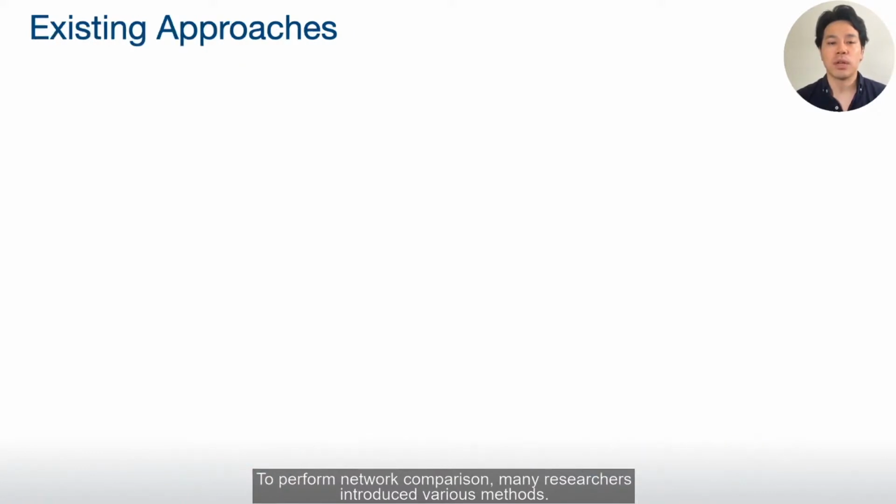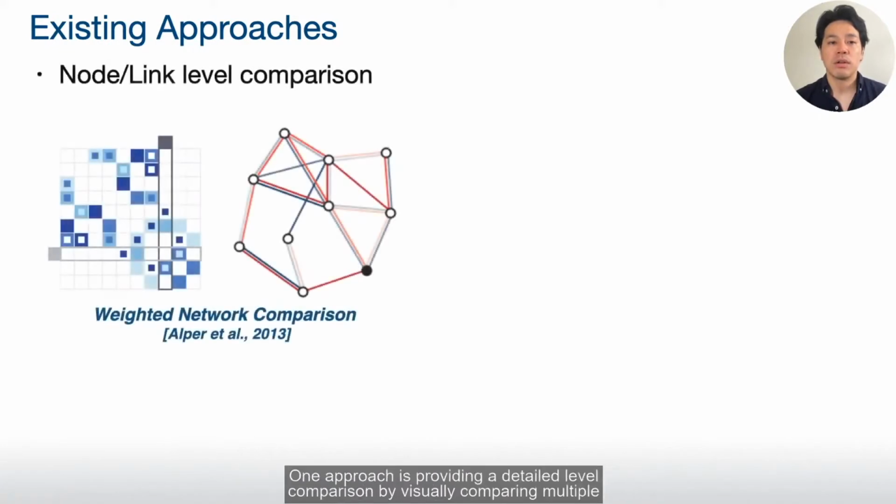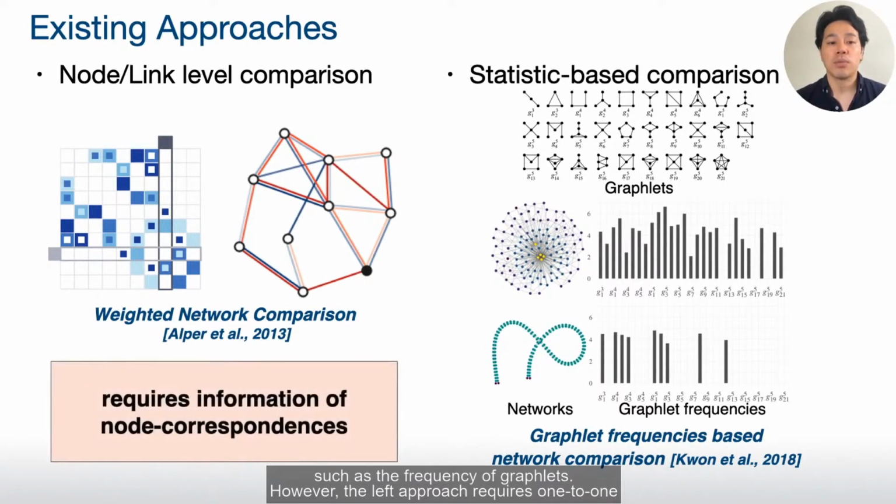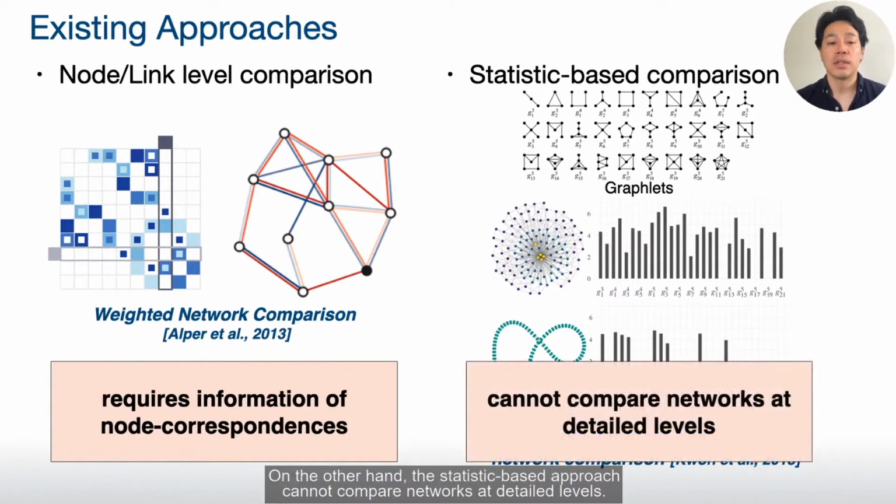To perform network comparison, many researchers introduce various methods. One approach is providing a detailed level comparison by visually comparing multiple networks. Another approach is using some statistics, such as the frequency of graphlets. However, the left approach requires one-to-one matching between each pair of nodes in different networks, called node correspondence. On the other hand, the statistics-based approach cannot compare networks at detailed levels.